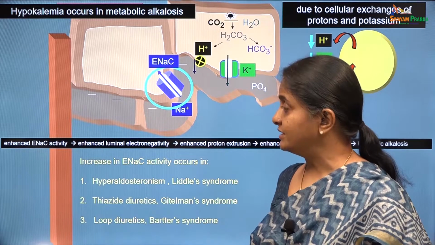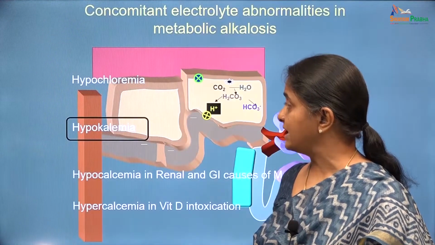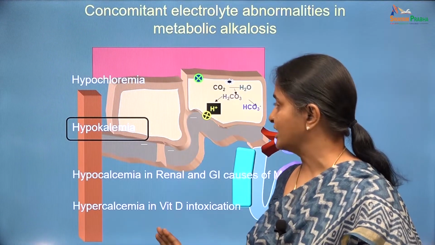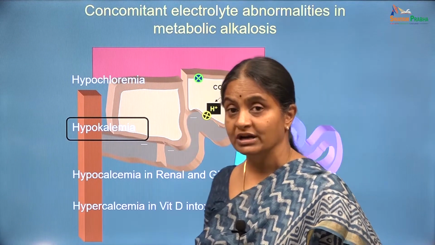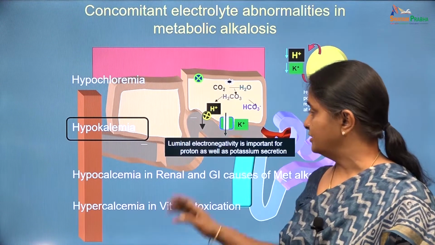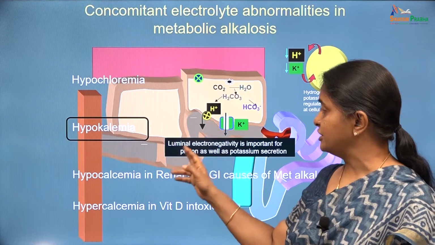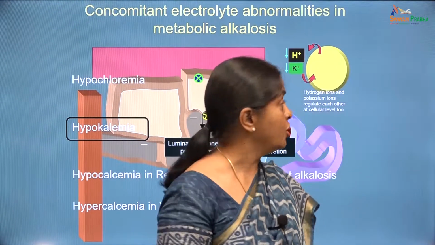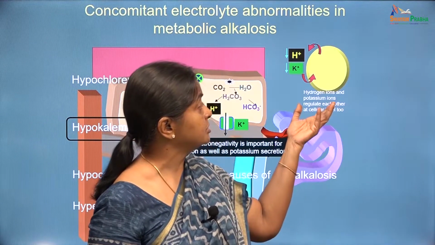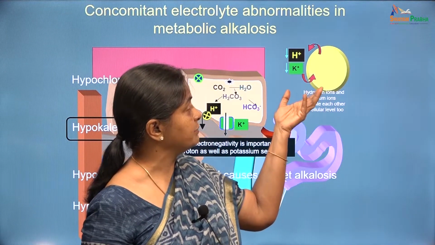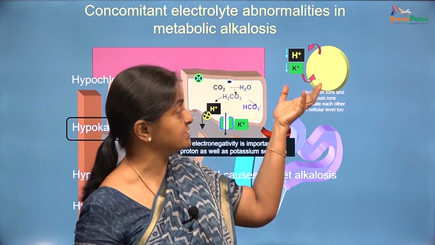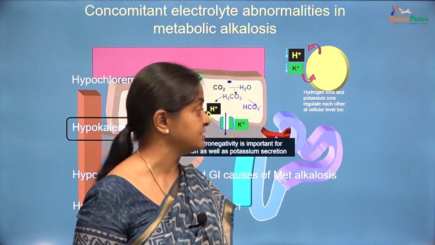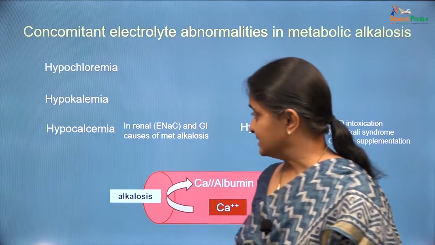Therefore, we can generalize that in all cases of metabolic alkalosis, there will be hypokalemia, either due to an increase in luminal electronegativity in some of these causes, or in all causes due to a shift of protons and potassium, exchange of protons and potassium between cells and the extracellular fluid. What about calcium?